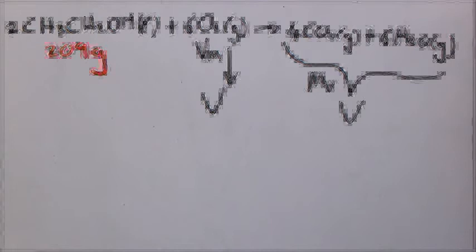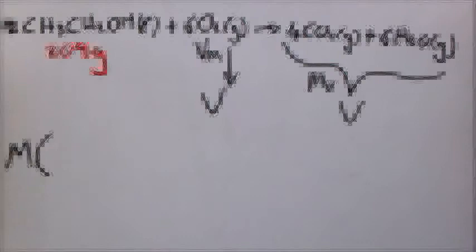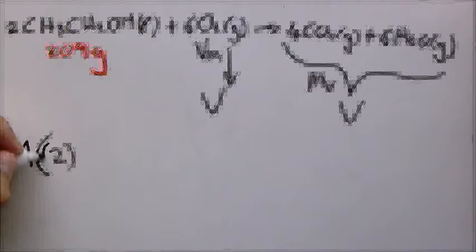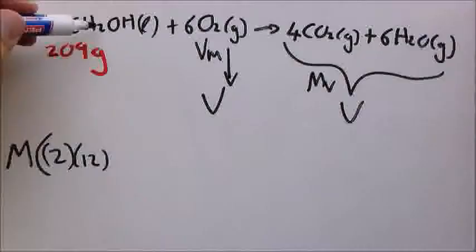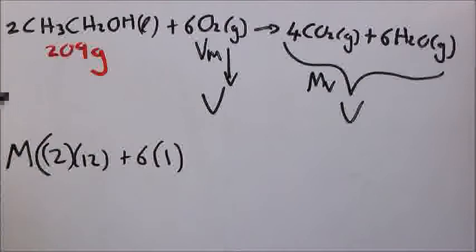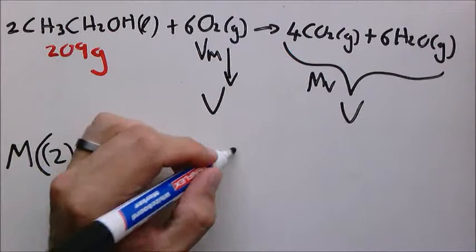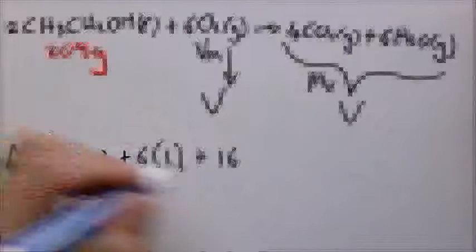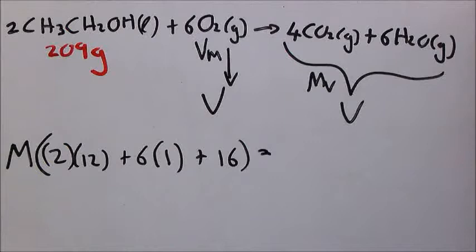So first things first, we need to determine the molar mass for ethanol. Okay, how many carbons do we have? 1, 2 carbons. So it's 2 times 12. How many hydrogens? 3 plus 2 is 5 plus 1 is 6. And there's a mass of 1. And then oxygen is just 1 oxygen, so it's just plus 16. Okay. So now we just need a calculator, right? Just 24 plus 6 plus 16, I get 46 grams per mole.